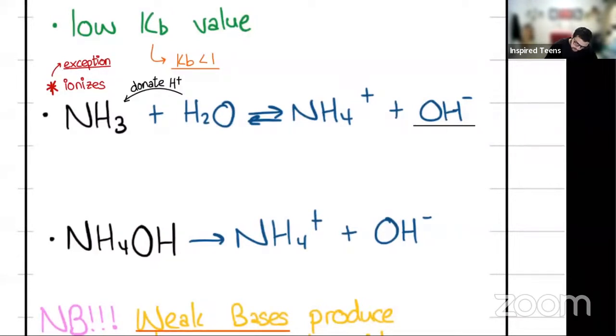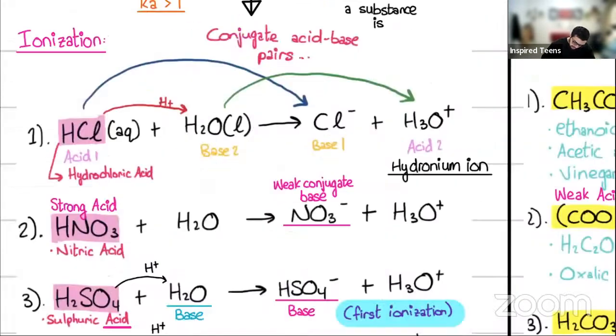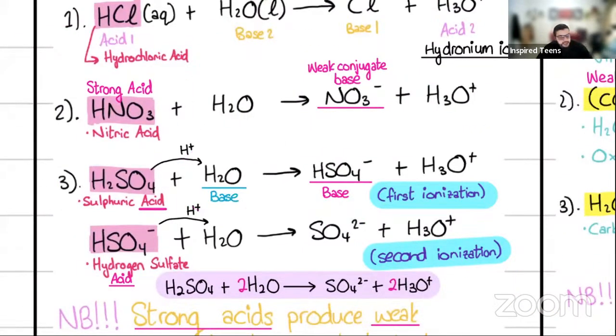Okay, this NH3 is acting as a base because it's receiving the hydrogen from H2O. So that means this H2O is acting as an acid, because it is donating its hydrogen to H3O. So here we have H2O acting as an acid, but here we have H2O acting as a base. That's an example of an ampholyte, a substance that in different chemical reactions can act as either an acid or a base.